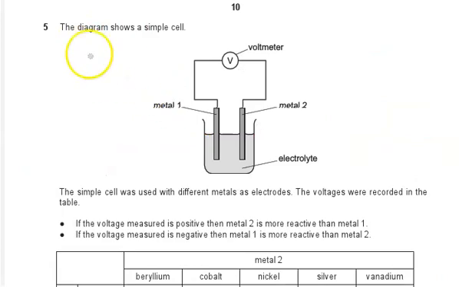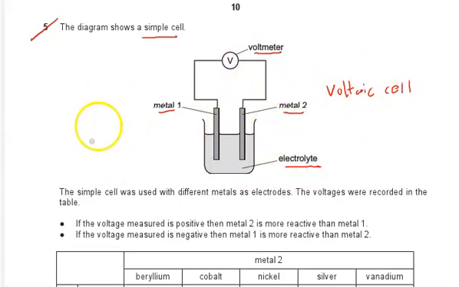Okay, this is the next question, number 5. The diagram shows a simple cell. Here's the voltmeter, here's metal 1, metal 2. When you have different metals, this is a voltaic cell, or maybe something like a battery. It is not electrolysis. So this is the electrolyte. The simple cell was used with different metals as electrodes. The voltages were recorded in the table.